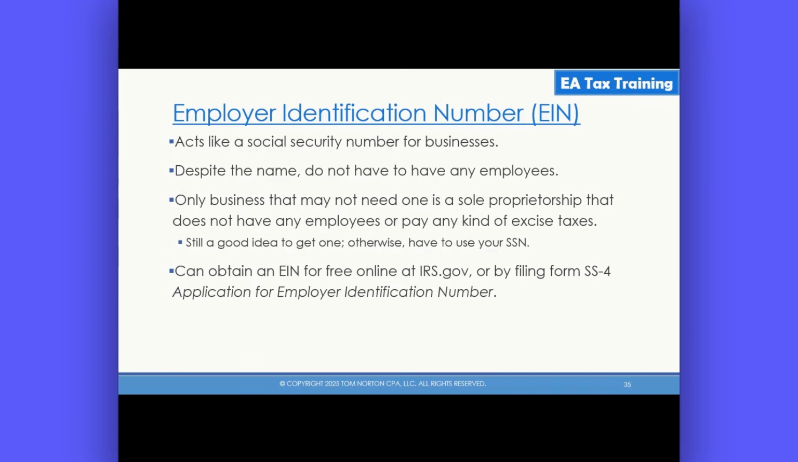But for any other type of business, I would advise that client to go ahead and get an EIN. You just want to have one. If you're going to the bank, setting up a separate bank account, getting a separate credit card, or doing any things like that, you want to have a separate EIN rather than using your social security number.